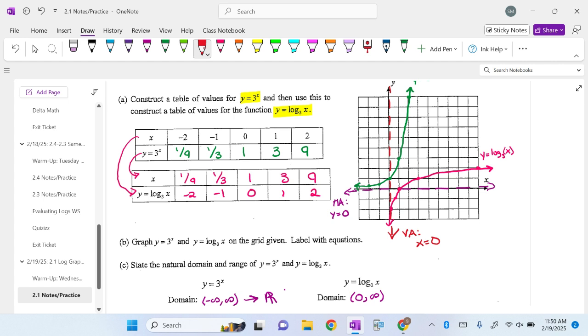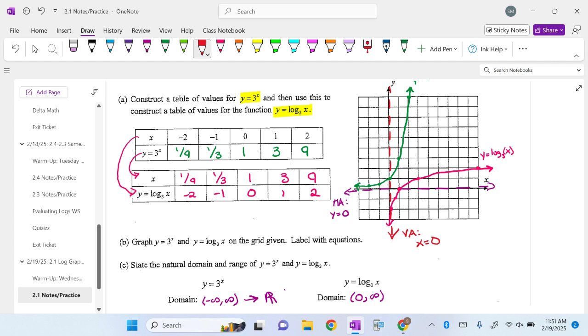Which again, that's the complete opposite of the horizontal asymptote, which is at y, because they switched the x's and the y's. All right, so that's how exponentials and logarithms connect. They are literally opposites of each other in every sense of the word.